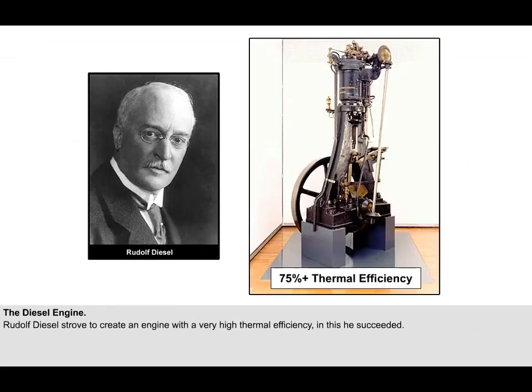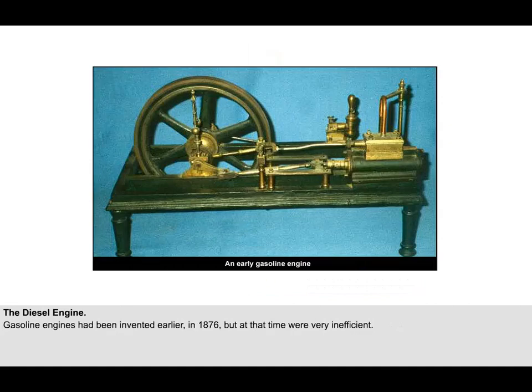Rudolf Diesel obtained the German patent for developing the idea for the diesel engine in 1892. An early example is shown here. His objective was to create a very highly efficient engine, and he succeeded by developing an engine with a theoretical thermal efficiency of 75.6%. Gasoline engines had been invented earlier, in 1876, but at that time they were very inefficient.